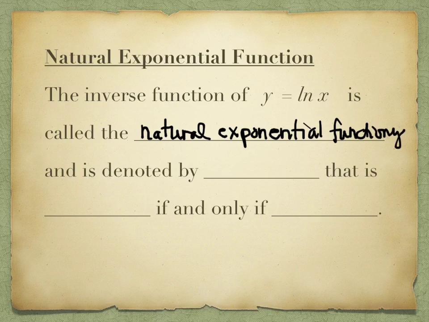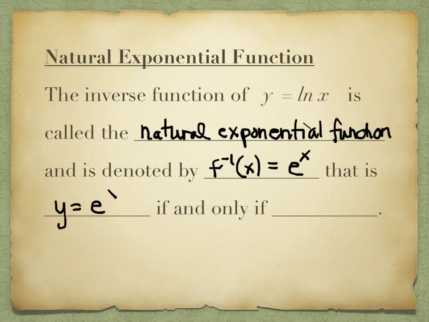And its equation you've seen before as well. I'll use the inverse notation first, f inverse of x, and the notation is e to the x. That is, y equals e to the x if and only if x equals the natural log of y. And we worked on inverse functions last class. That was 5.3, right? We talked about switching y and x, solving for y, and all of that stuff.